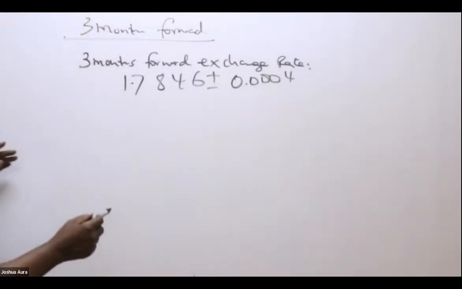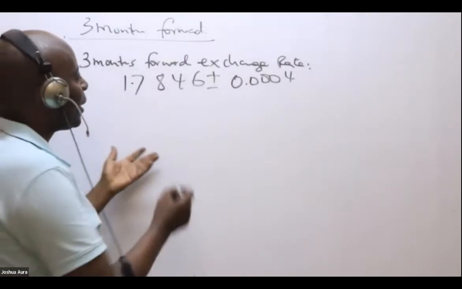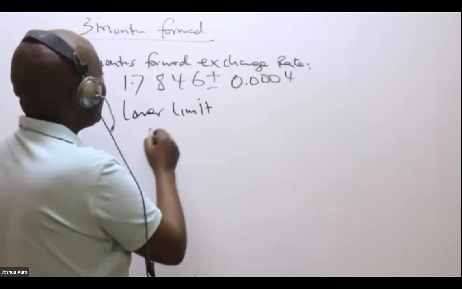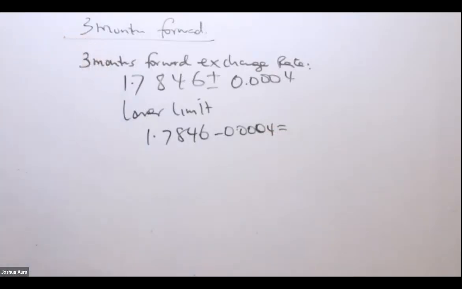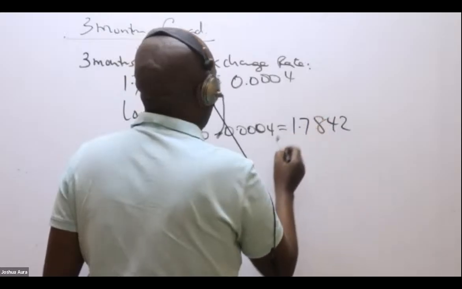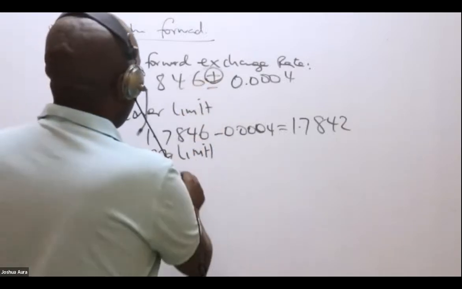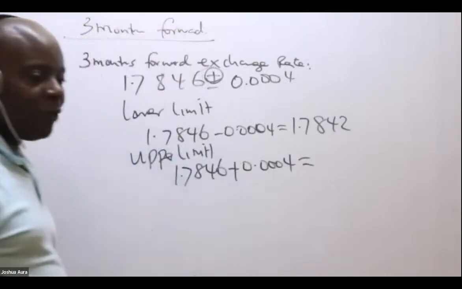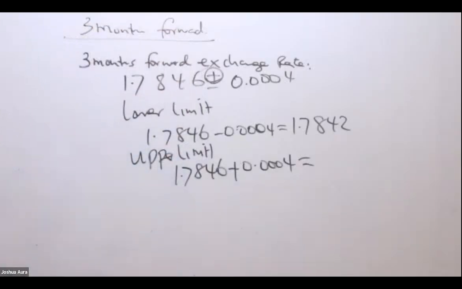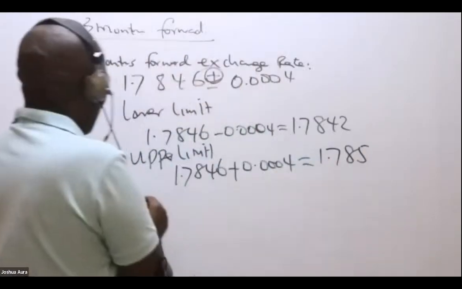Now look here. Abracadabra. Students get something like this and get confused. When they say plus minus, there is a lower limit and an upper limit. So the lower limit will be 1.7846 minus 0.0004, which gives 1.7842. And then we have the upper limit, obtained by adding: 1.7846 plus 0.0004 gives 1.785.